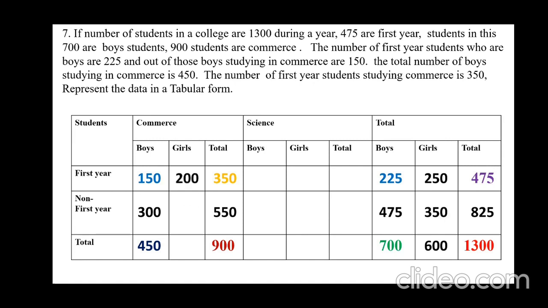So here also the same way. 350 minus 150. 550 minus 300. 900 minus. So now you understood. Same thing. Total of boys and commerce total you can subtract. You'll get the science values one by one. 225 minus 150. 475 minus 300, 700 minus 450, then similarly 250, 200, then 350, 250, 600 minus 450, then science boys and girls total you'll get one by one.